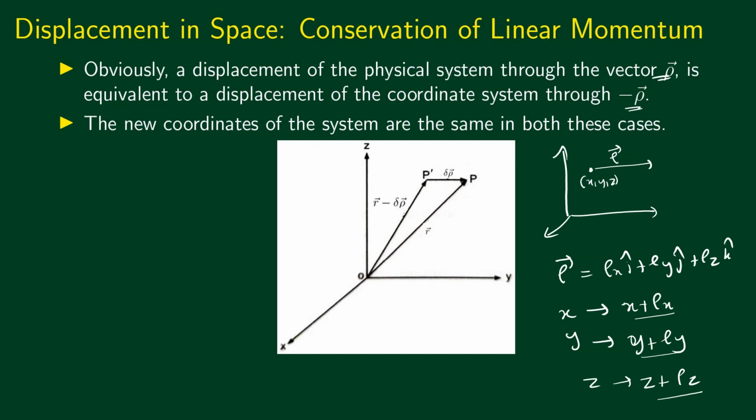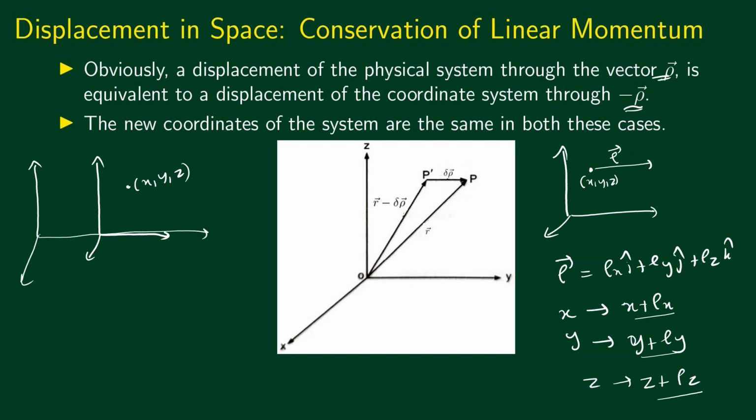Let's look at the passive viewpoint, a passive displacement of the coordinate system by an amount minus rho vector. So here also we have an initial coordinate system, and let's say that the coordinates of the physical system itself are x, y, and z. Now let's shift the coordinate system by an amount minus rho vector. So the shifted coordinate system I have to draw now. Let me draw it just like this.